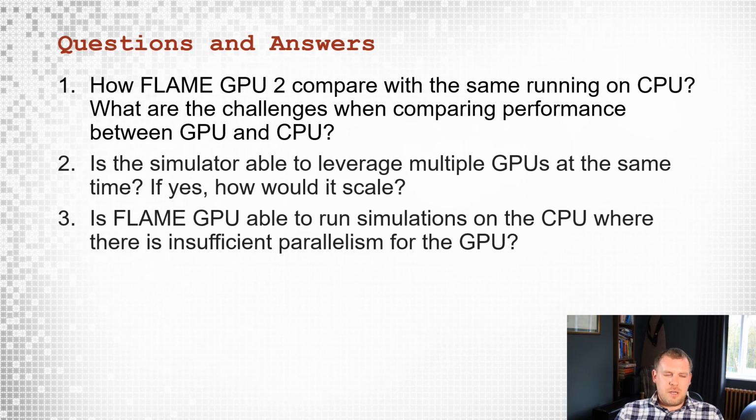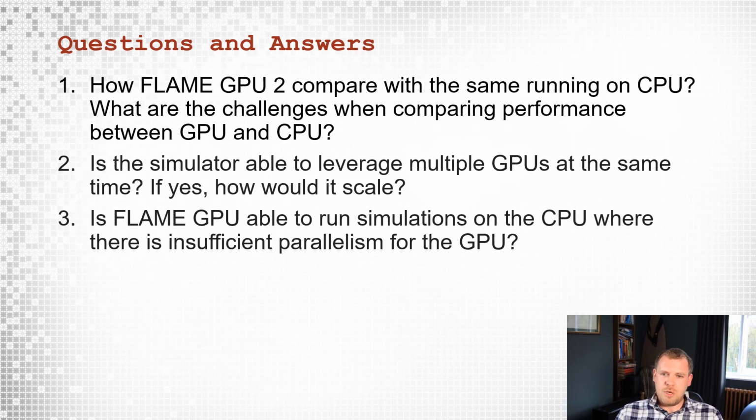So the third question then is: is Flame GPU able to run simulations on the CPU where there's insufficient parallelism for the GPU? This is really interesting, because there are certain parts of a model, even a very large and complex model with very, very many agents, where you may end up with certain agents in particular states where those populations end up being very, very small, and no number of concurrent executions or ensembles is enough to keep the device fully utilized.